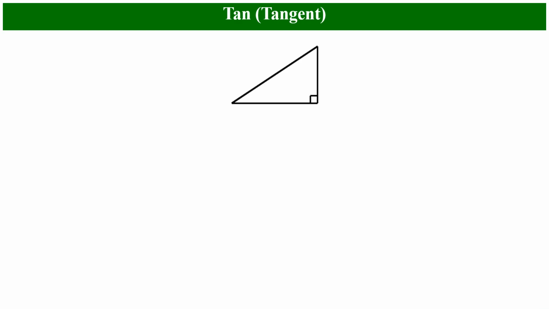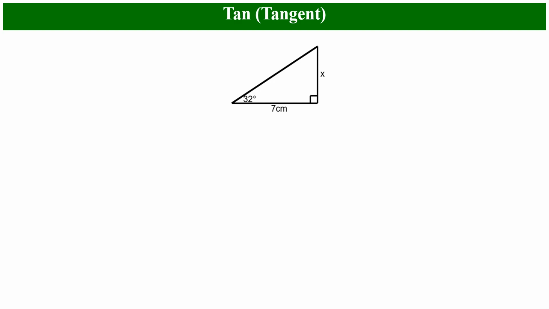So let's start with a right-angled triangle. And here we have that the adjacent length is 7 centimeters, and the angle is 32 degrees. And we want to find the length x. Here we can see that x is opposite the angle, so it's the opposite. We need to use tan in this case.